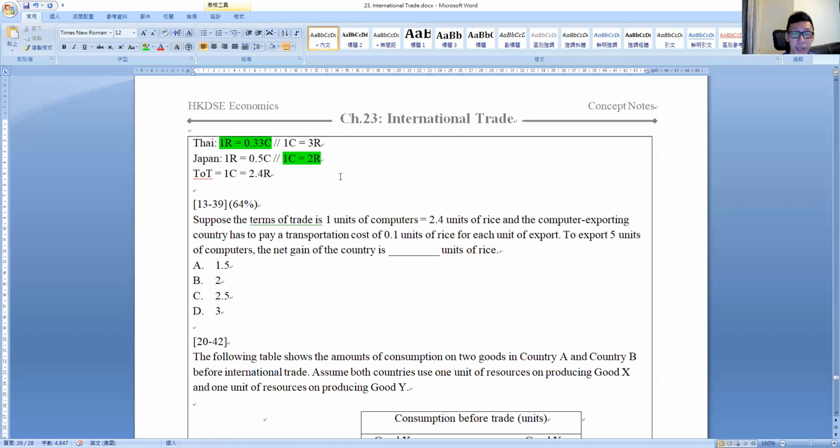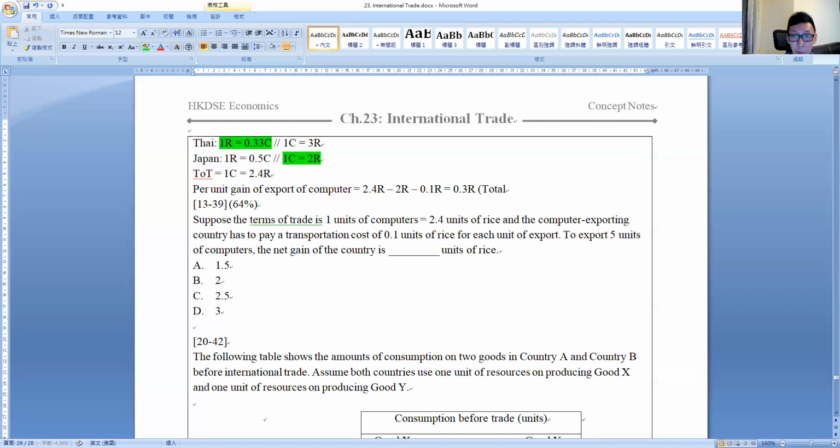Now, first of all, which one is export? Be it Thai or Japan. Remember, Japan is the exporting country. So, the per unit gain of export of computer would be, first of all, terms of trade, 2.4, right? Minus the opportunity cost, 2 rice. Remember, you also need to pay transportation cost. Therefore, minus another 0.1 rice. And that would give us 0.3 rice per unit.